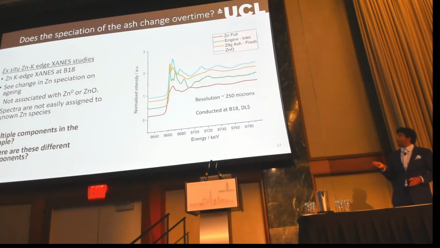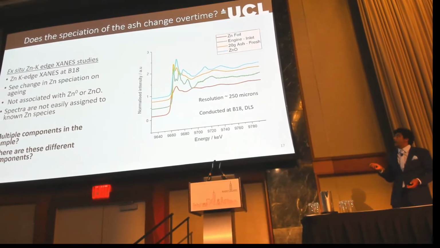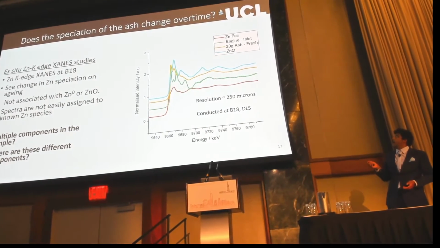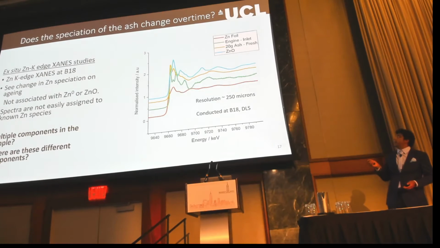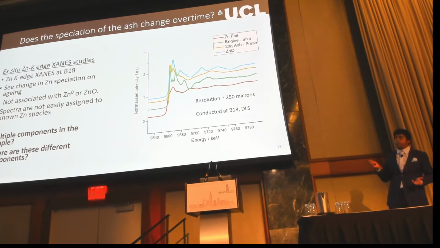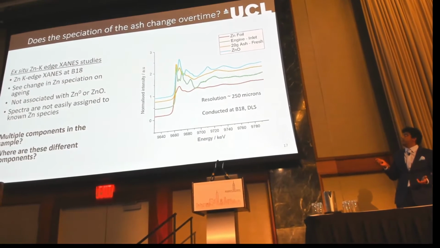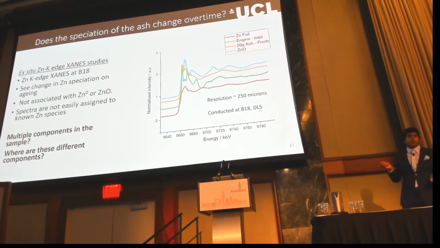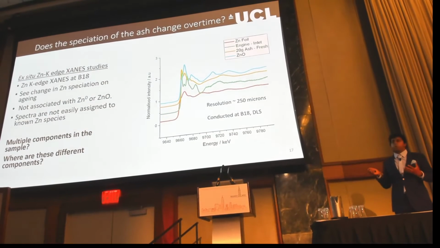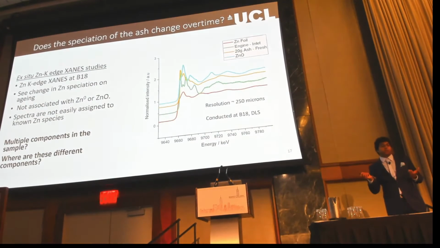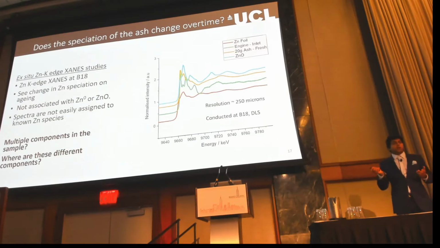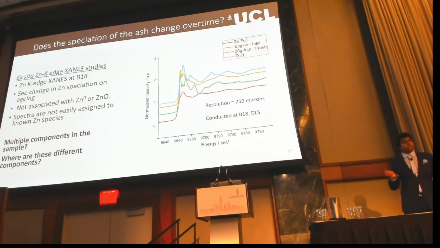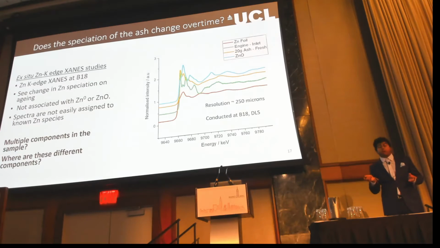We've done relatively bulk zinc studies at the B18 beamline at Diamond Light Source. The main take home from this was that we see the sample in yellow here, which is the pre-ash deposited GPF, but on engine aging of the system, the zinc component changes. We initially did not know what this was, and we initially thought that this was a multi-component system. So this allowed us to use the spatial results, which we'll be showing you later, to try and deconvolute the individual components present there.